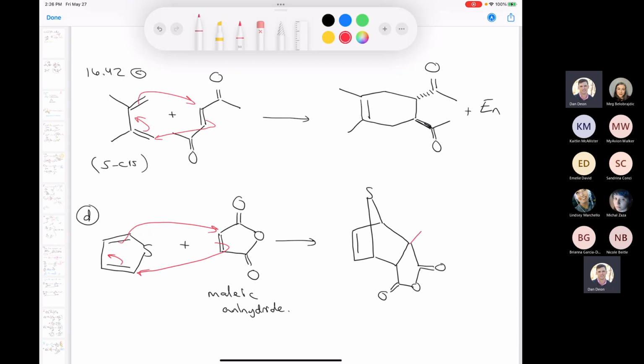Okay, and again, we have our protons. I'll put those in the exo position just for instructional purposes only. And I don't get an enantiomer here because this is a meso compound. Meso. There's a plane of symmetry through this molecule. Well, that covers all of those.